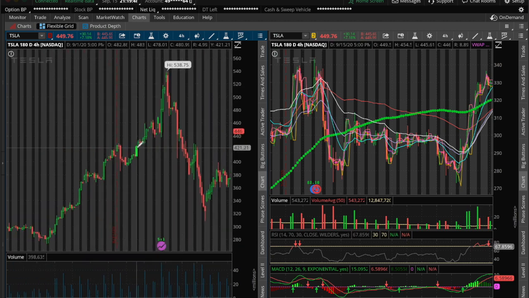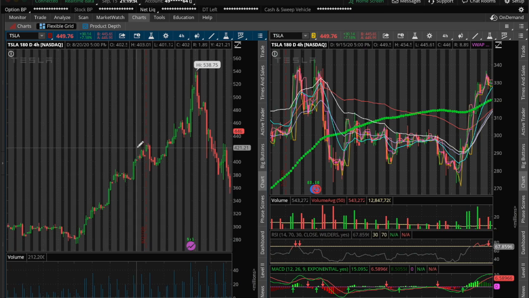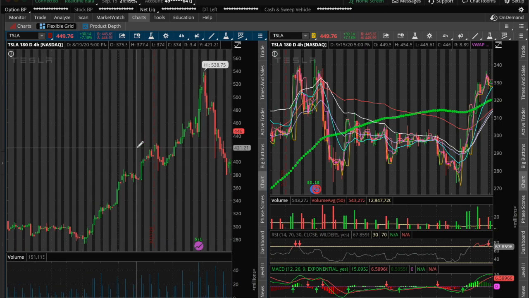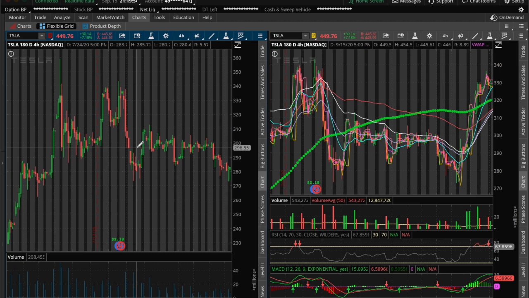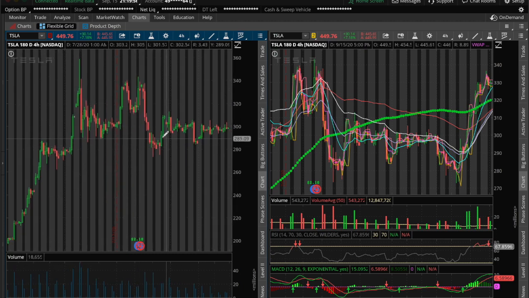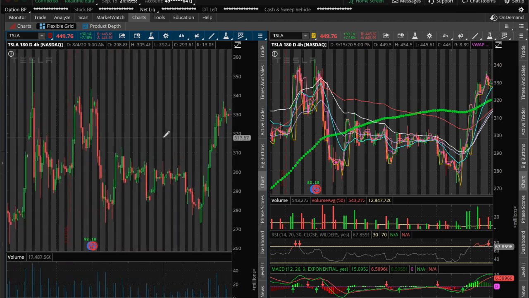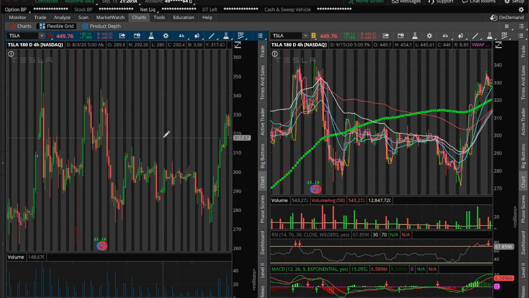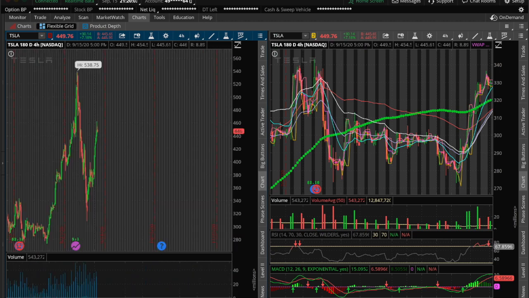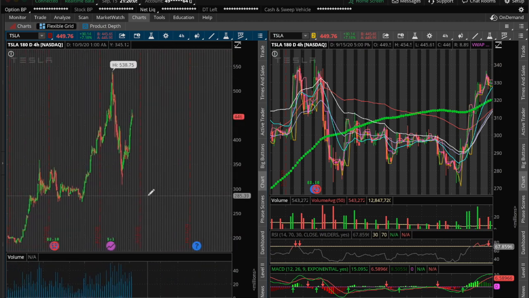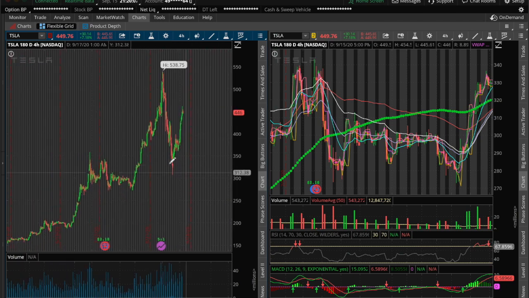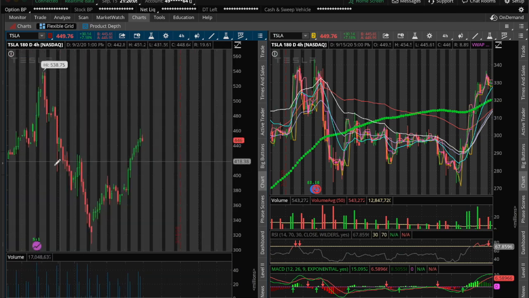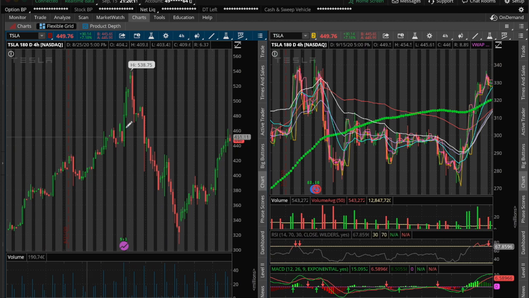All right, so the same goes for puts. So we gotta find a downtrend where it's been going down. So we could say like this one. I'm trying to find a good downtrend. I guess this one will have to do. All right, so cool, we see the downtrend. What we're waiting for is the moment it tries to bounce back up. That's what we're waiting for.